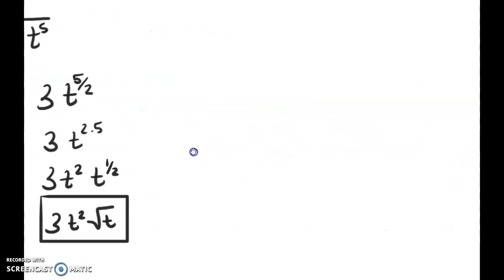Let's look some more at rewriting these in exponential notation. Let's start with it like this, and then we'll go the other way. So let's say we had something like this. How do you write this as an exponential expression?